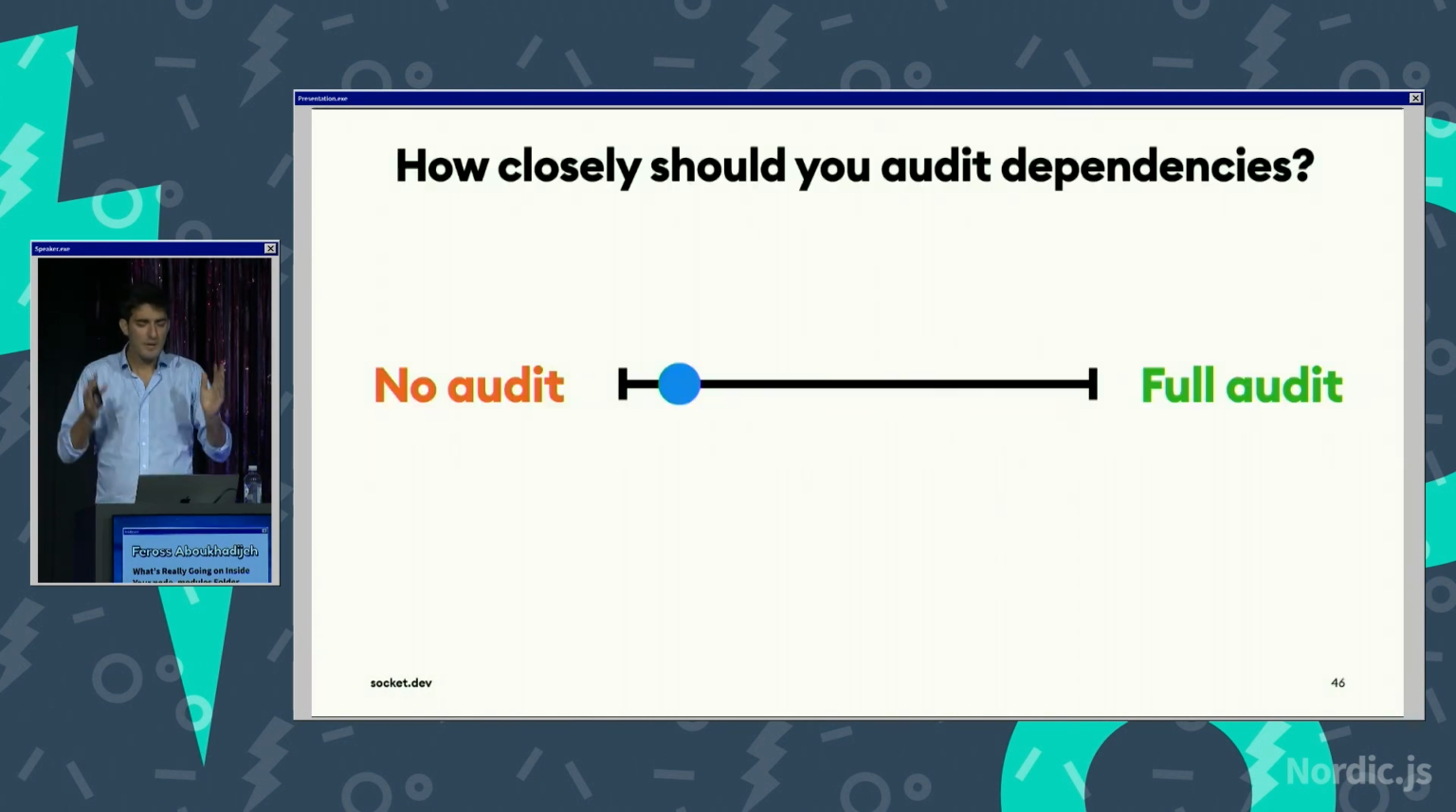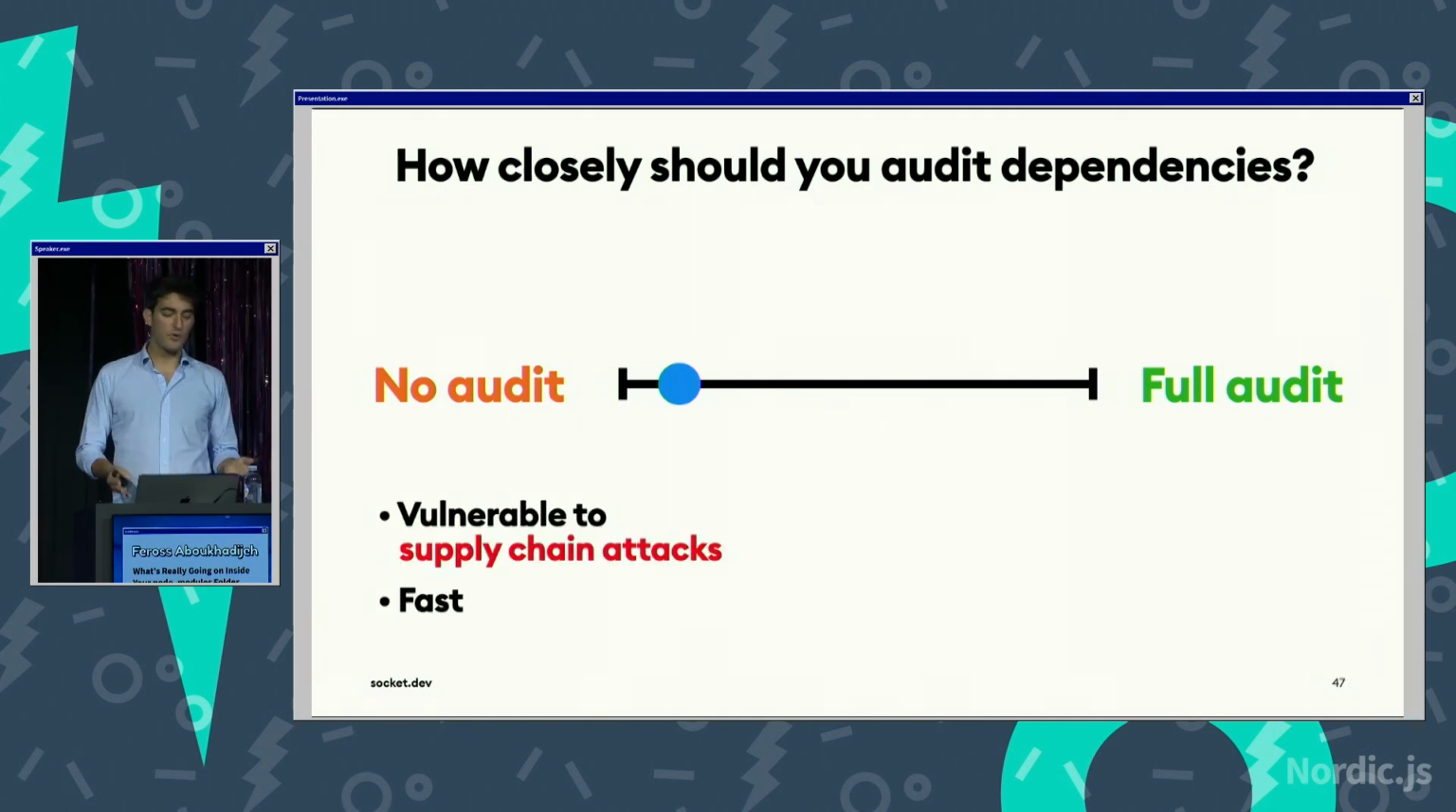And so if you think about how closely you should audit your dependencies, today almost everybody is over here doing basically no audit, right? No kind of investigation about the packages that they're using. And this leaves you vulnerable to supply chain attacks, as we've already discussed. The only upside is it's fast. So it's easy and it's fast, right? Which is great.